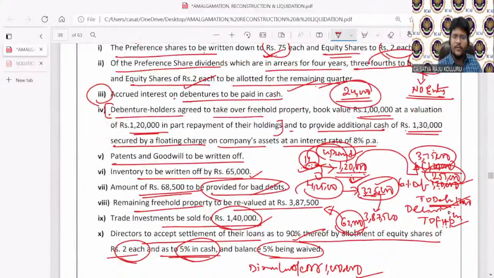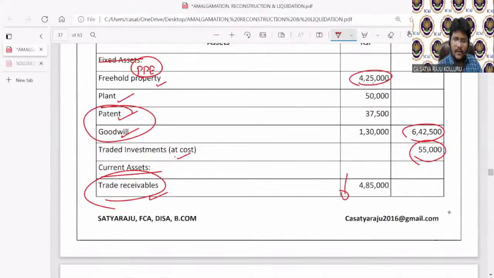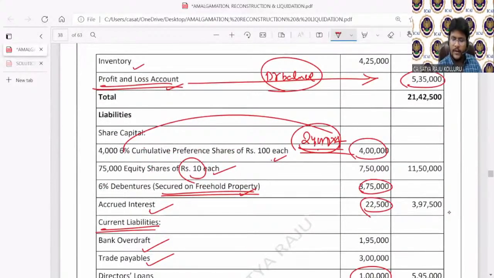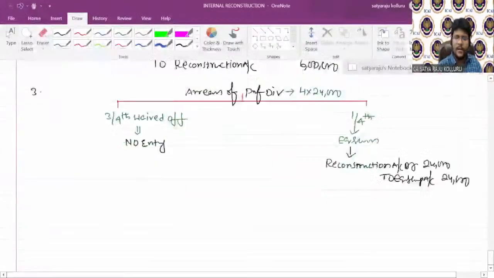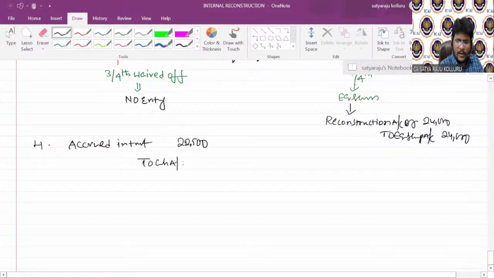Accrued interest to debentures to be paid in cash. How much is the accrued interest, guys? So accrued interest is 22,500. You can make payment in the form of cash. Accrued interest 22,500 to cash account, which is 22,500.